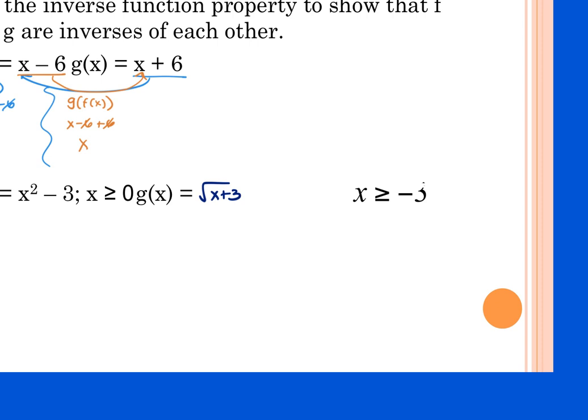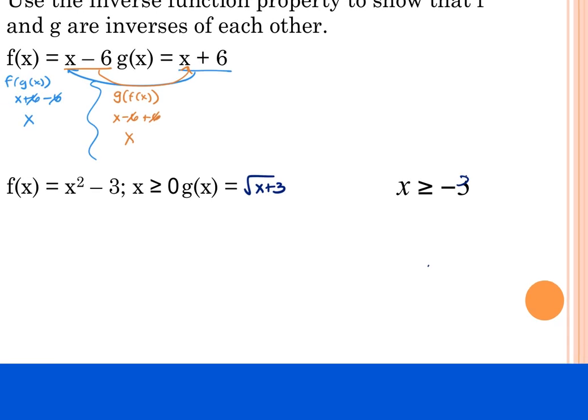So I'm going to start the same way. I'm going to find f of g and g of f.